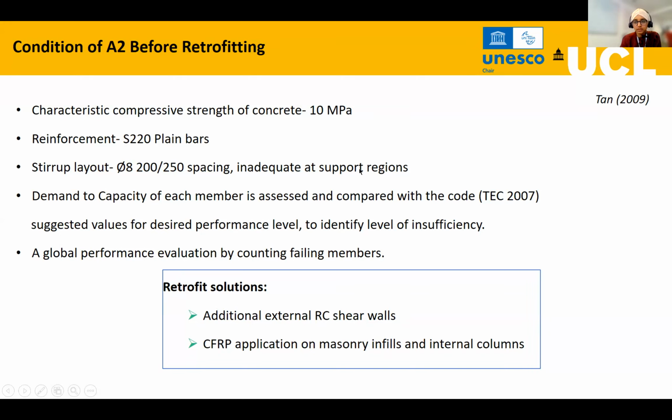And since it was built in 1974, 75, the reinforcement used was plain bars, and the strength of concrete was also quite low. So they designed retrofitting using two techniques. It's a hybrid retrofit using external RC shear walls and CFRP on masonry infills and internal columns.